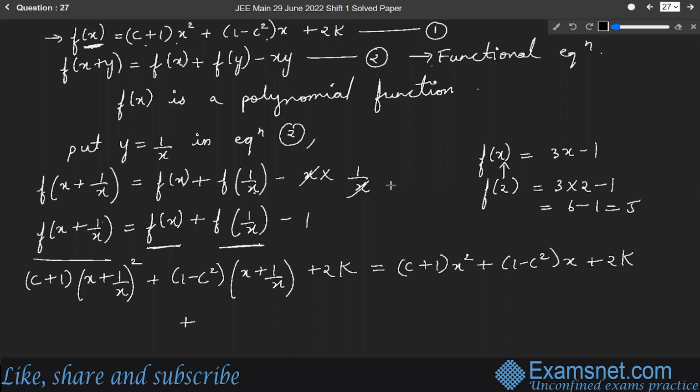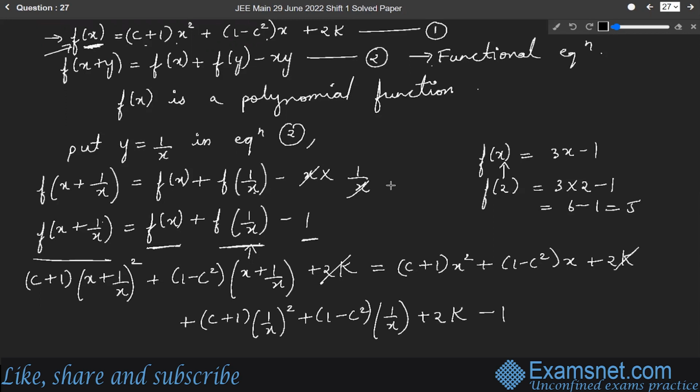So in the first equation, f of x is given. Here we have to put f of 1 by x, okay? So it is using the same concept that in the place of x, we have to put 1 by x. So it will be (c + 1) into x square, now x is 1 by x, so 1 by x square, plus (1 minus c square) into x. What is x? It is 1 by x. Okay, plus 2k. And at last you can see that here there is minus 1. One thing is clear that 2k and 2k will be cancelled.